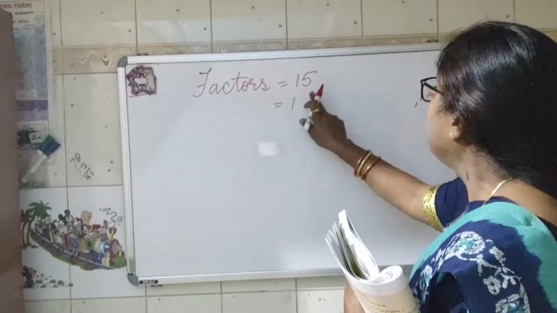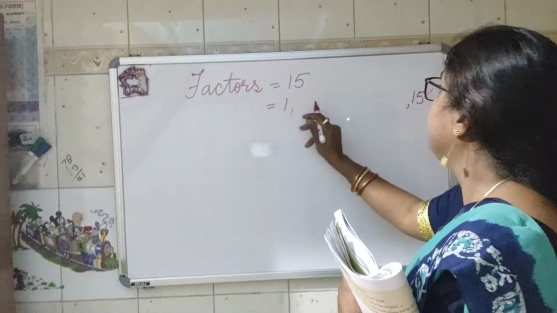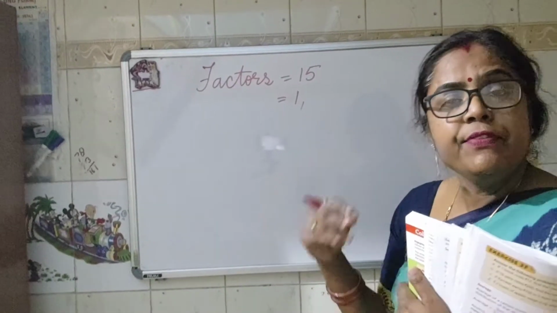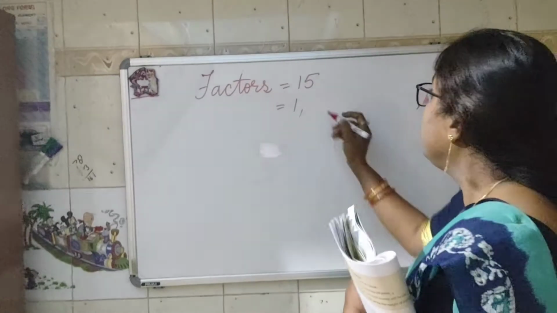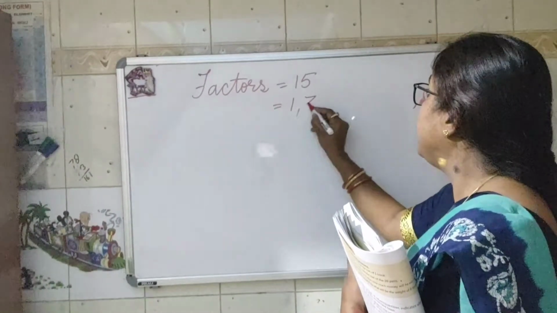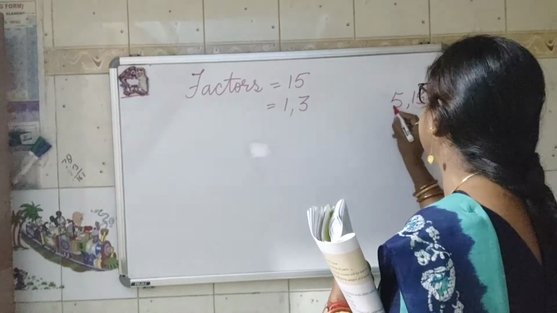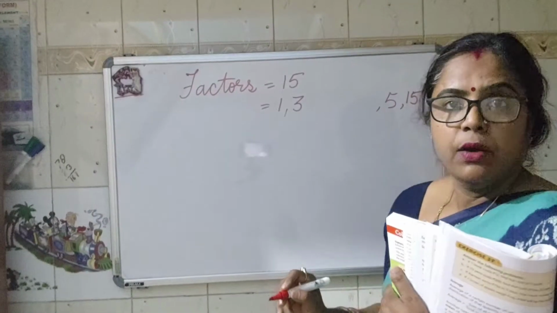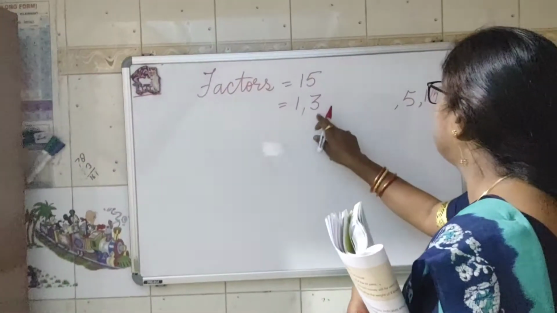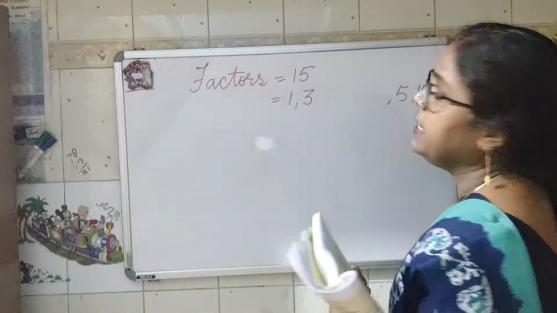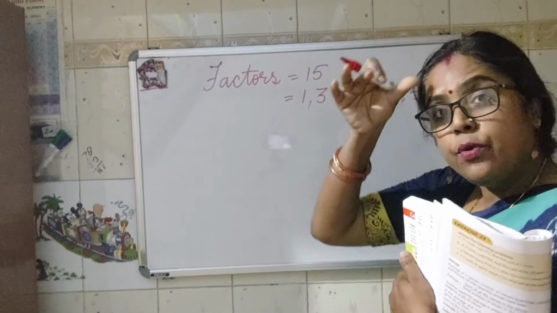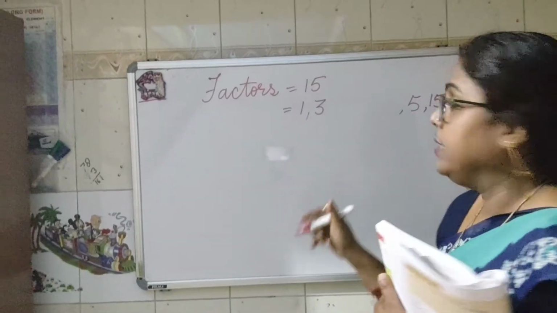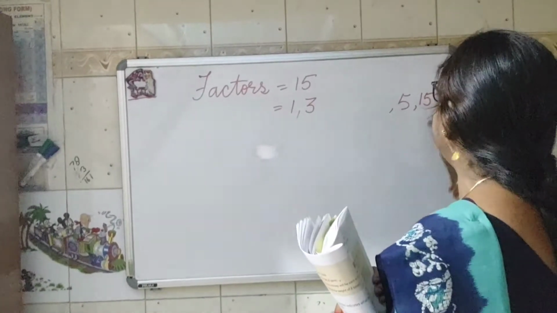Now, which number comes after this 1? If you take 2, if we multiply any number by 2, will we get 15? No. So we will take 3. 3 multiplied by 5, we will get 15. So 1, 3, 5 and 15 are the factors of 15. Got it? There is no other number which is a factor of 15. So 1, 3, 5 and 15.